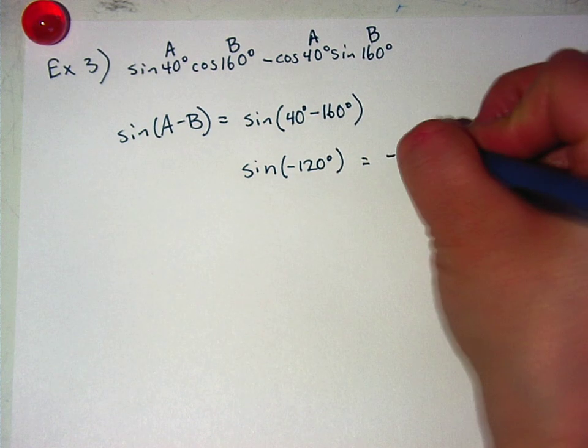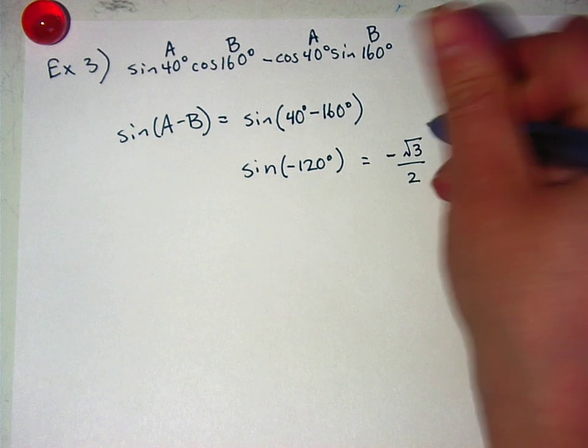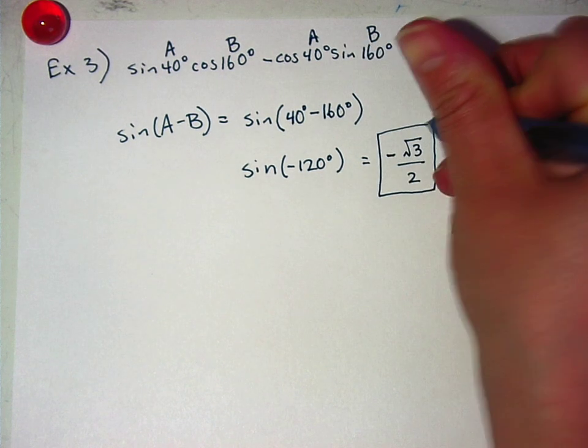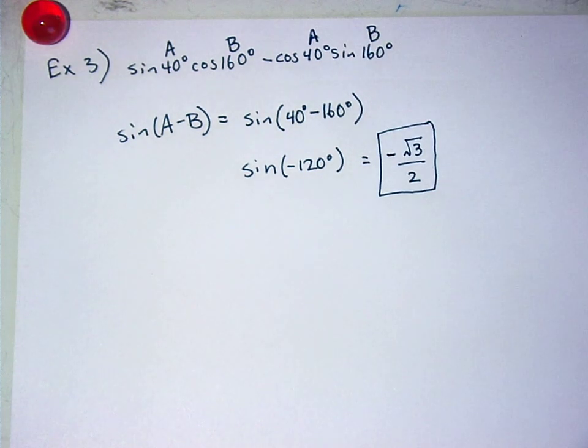Where's 120? The negative. This is if you go positive, so you go the same distance negative. If you got it right, you should get negative the square root of 3 over 2.